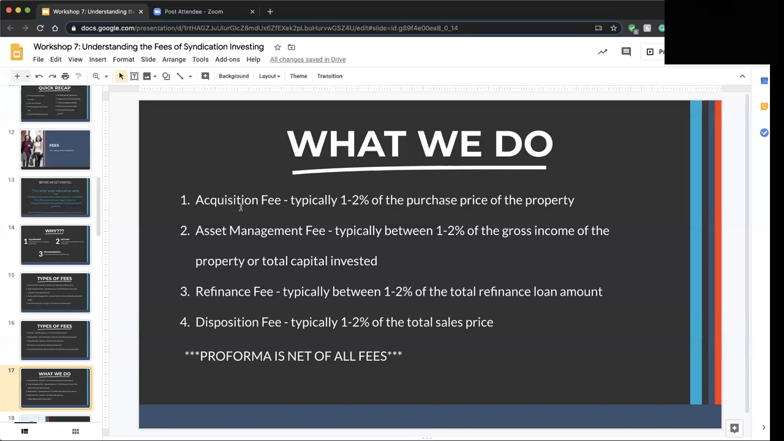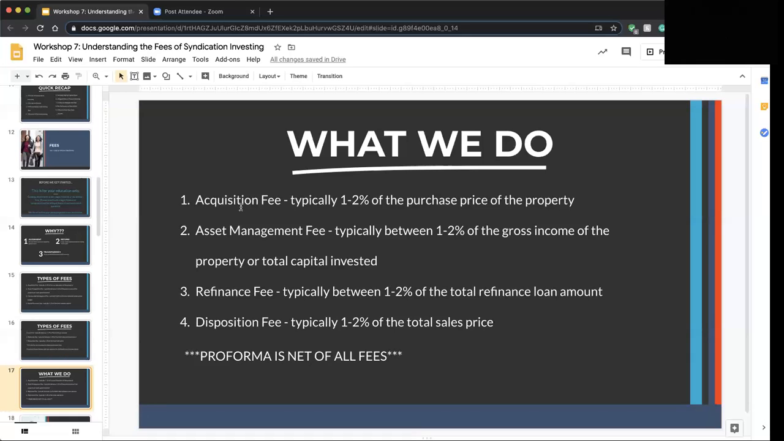So we only do 2 more fees, and that's whatever it takes to get it refinanced and to get it sold. All right, so our 3rd fee is the refinance fee. And again, that's typically 1 to 2% of the total refinance loan amount. And then the disposition fee, what it takes to actually sell the property, all the labor, anything that we have to do contractually, that disposition fee typically is 1 to 2% of the total sales price.